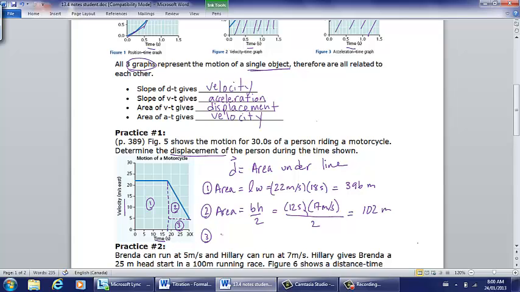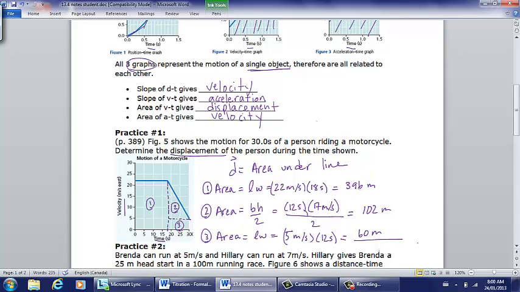For the third area, we have a nice little rectangle. So area equals length times width again. We get our length from 17 to 30. And our height of, or length, or width of 5 meters per second. So 5 meters per second times the 12 seconds is going to give us 60 meters.